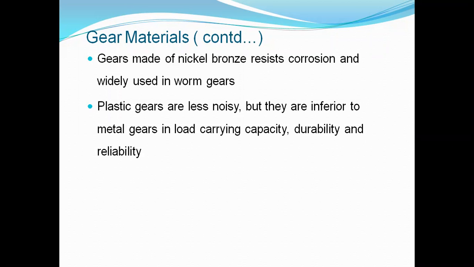For low speed gears, we are using cast iron. And for impact strength, for large gears, we are using plain carbon steel. And for gears which resist corrosion, we go for nickel bronze. And for less noise, we go for plastic gears. Okay, so what a gear is, the types of gears, and gear materials we have finished.